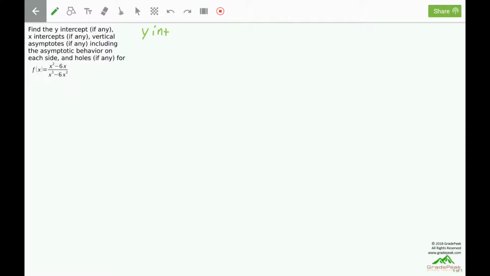This is where the function crosses the y-axis, defined by x equals 0. The corresponding y-coordinate can then be found by plugging the 0 in for x in the function, which will give 0 squared minus 6 times 0 divided by 0 cubed minus 6 times 0 squared.